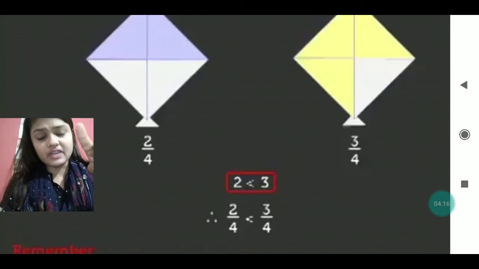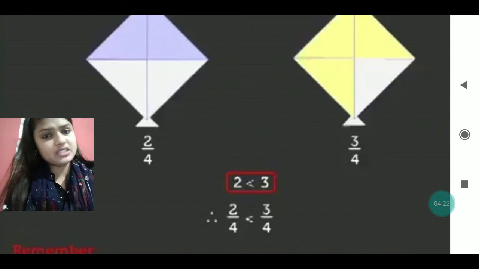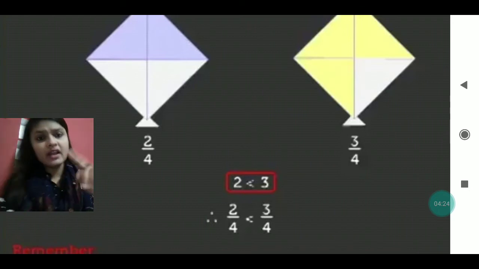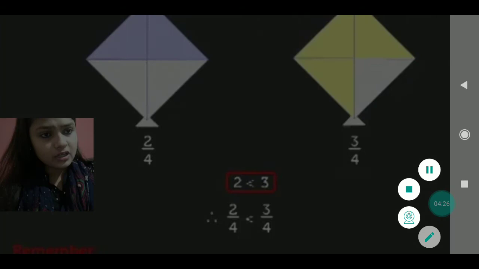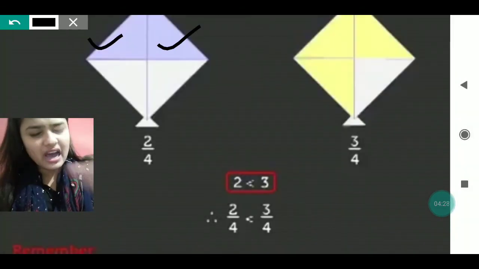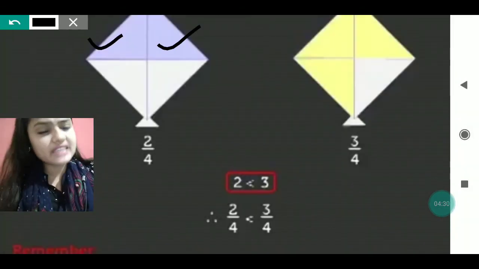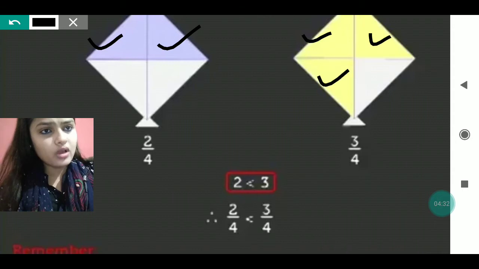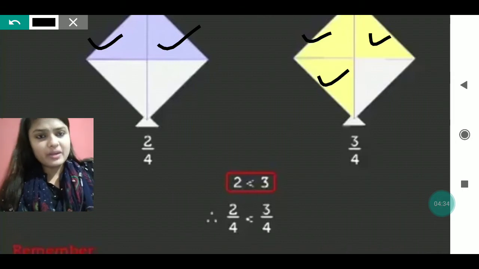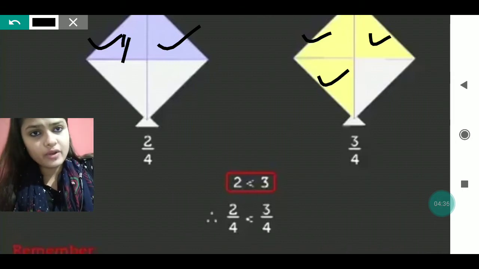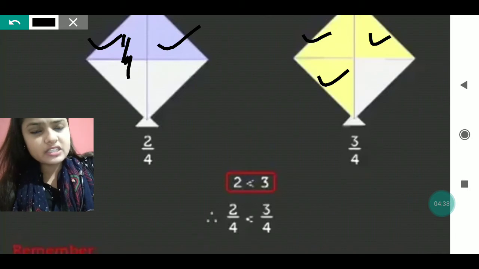Now in the first one, the upside is purple and the downside is completely white. Half means two parts are colored purple, so these two parts are half. In the second one, three parts are yellow, so 3 by 4, but the whole is 4. Here also the whole is distributed into 1, 2, 3, 4, four parts.